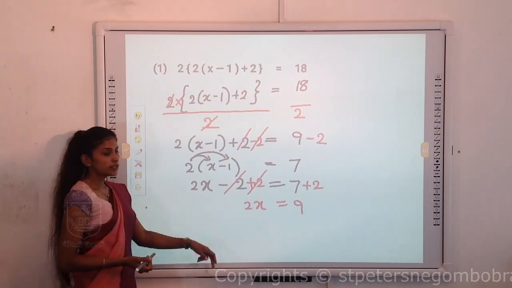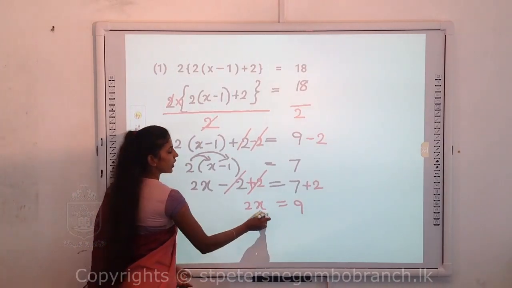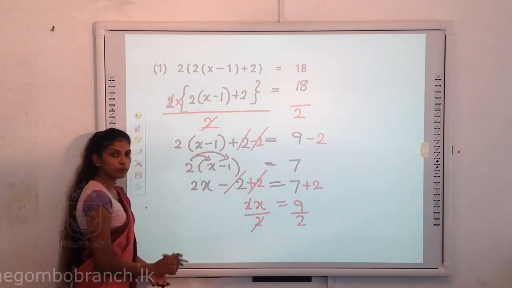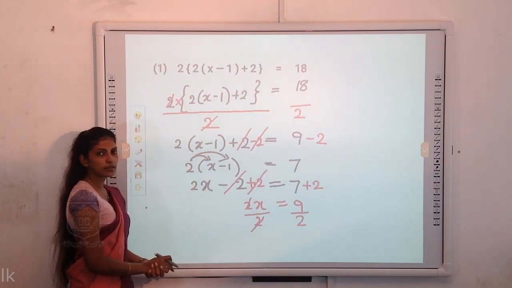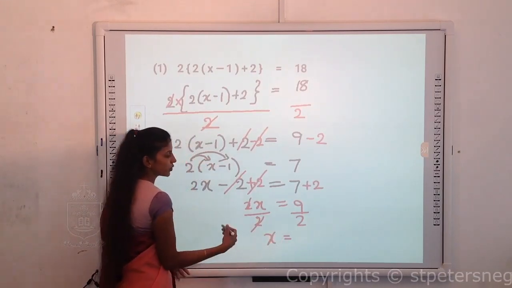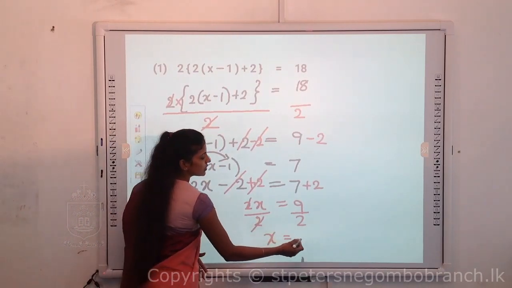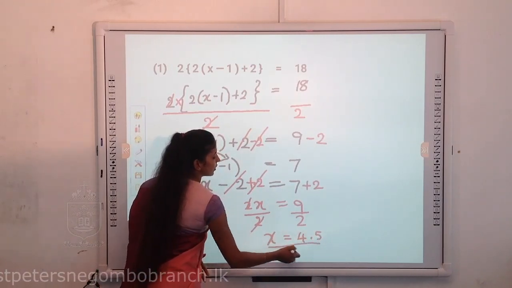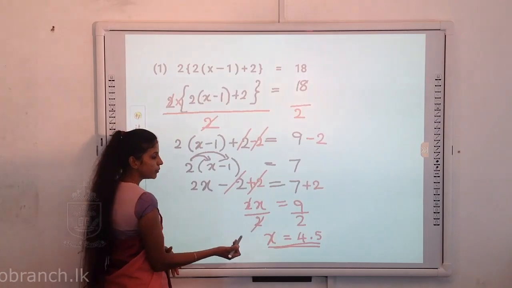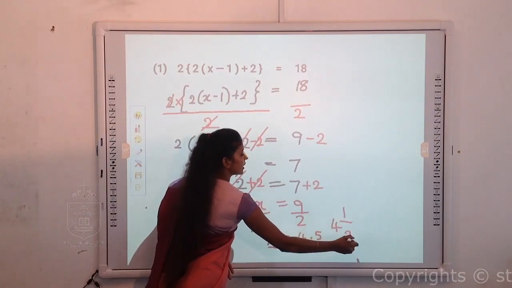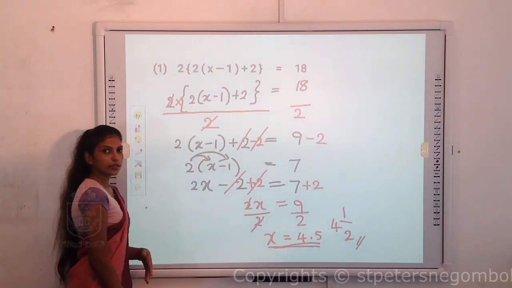Next step is to cancel 2. How can we cancel 2? You have to divide by 2. Divide by 2. So you know 9 divided by 2, you will have a point answer, that is 4.5. Or you can keep it as a mixed fraction as well. You can keep it as a mixed fraction, or else you can keep it in point form, that is 4.5. 2 times 4, 8. 8 plus 1, 9. Okay.